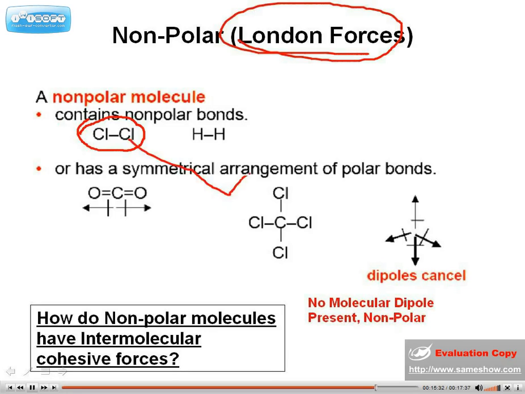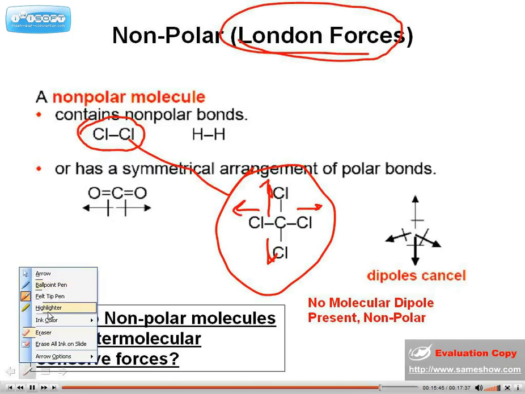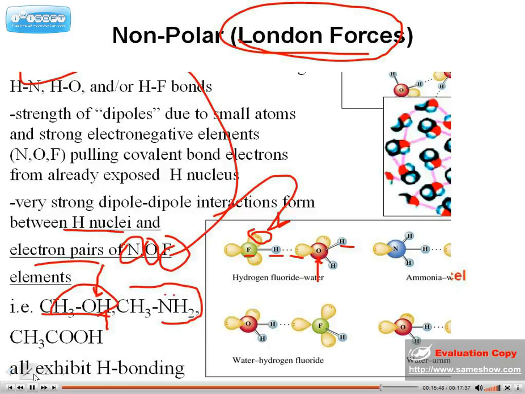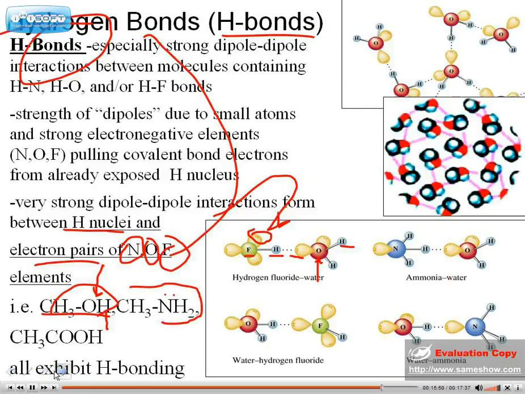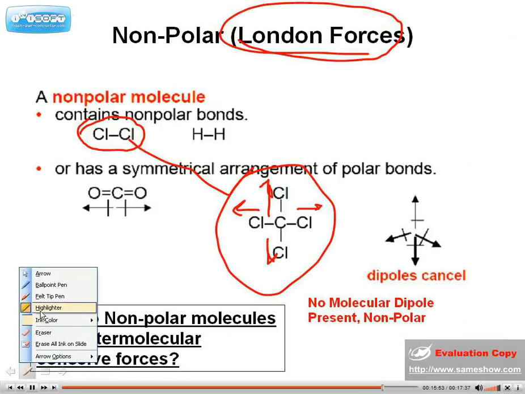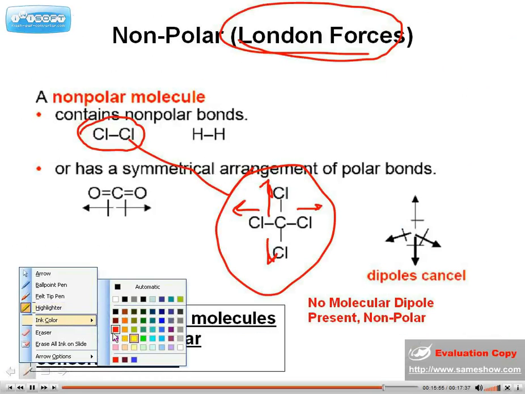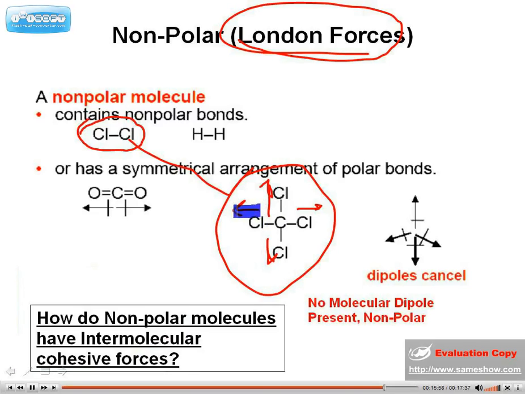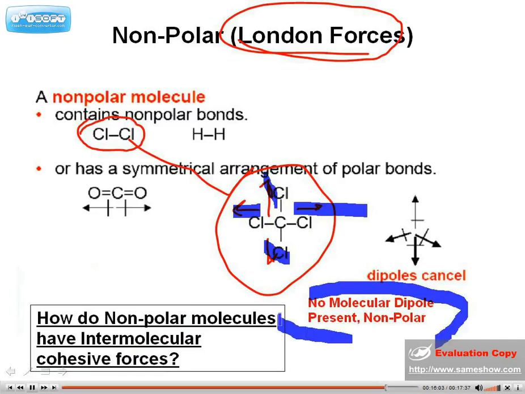Here's a pretty cool molecule right here. This is a hydrocarbon derivative. However, if we looked at the individual dipoles, they all end up canceling each other out. So let me go ahead and go to a blue pen. These two cancel each other out, these two cancel each other out. So there is no overall dipole. Hence, it's automatically London forces.